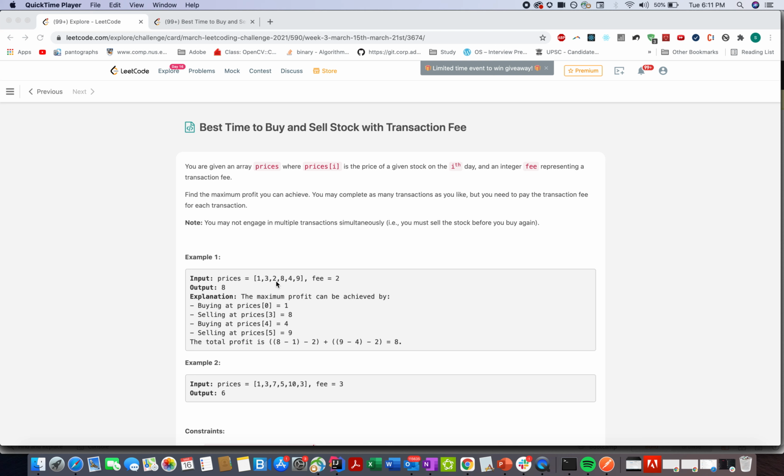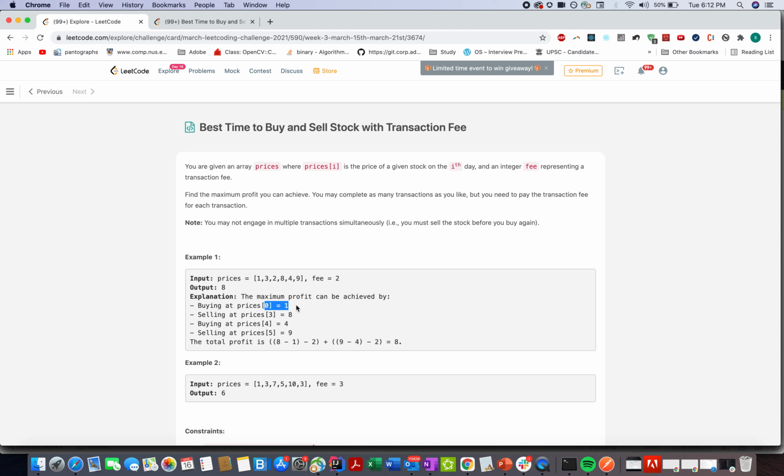What you are given in this question is an array of size n and a transaction fee. The array signifies the stock prices of each day, and you are free to make any number of transactions. The goal is to maximize the profit. So let's understand this example that is given here: 1 3 2 8 4 9, and the transaction fee is 2. The maximum profit that can be achieved is 8, and let's see how.